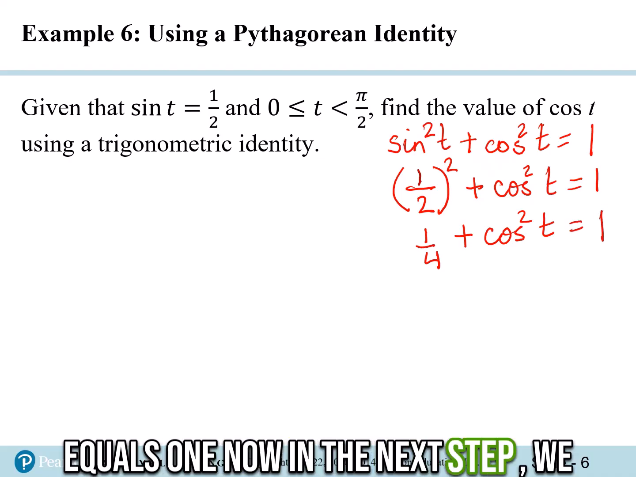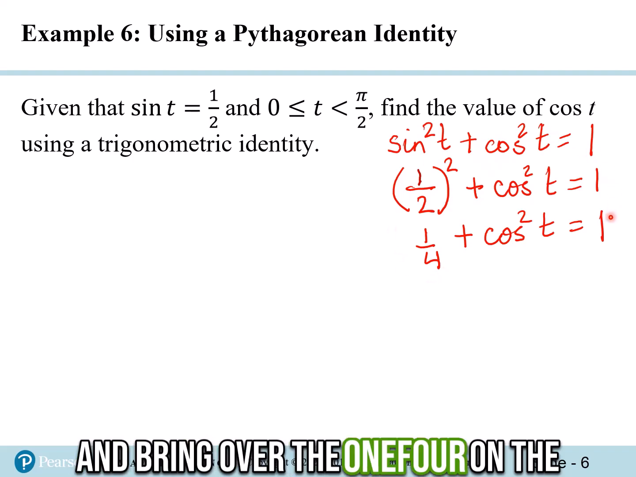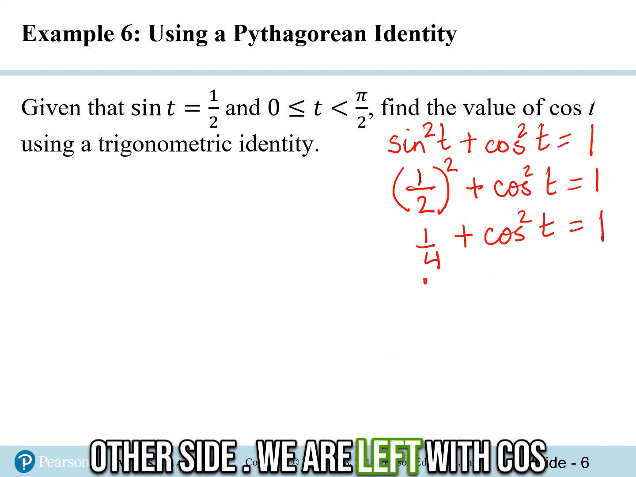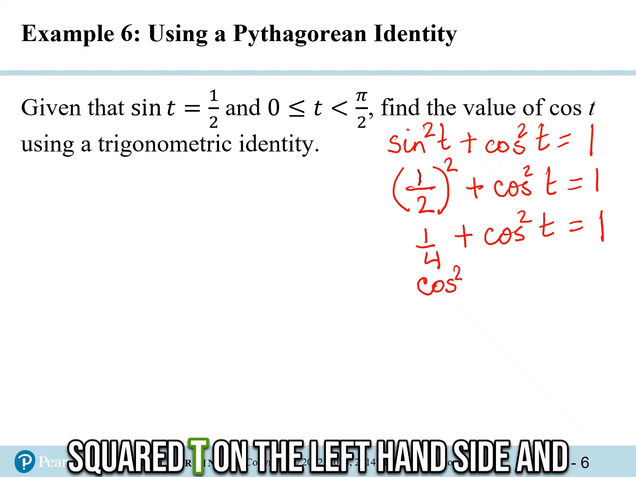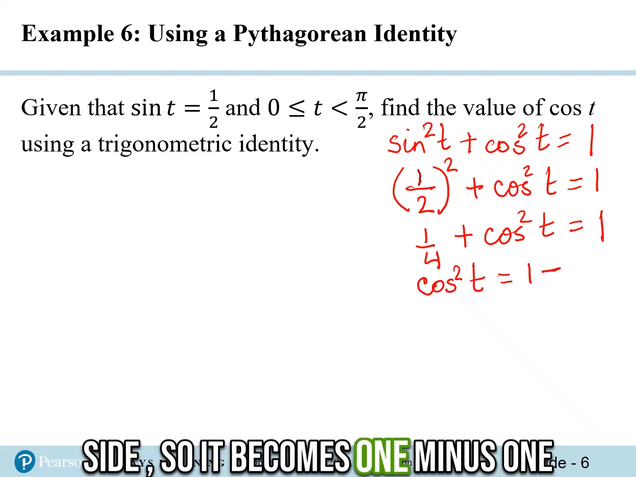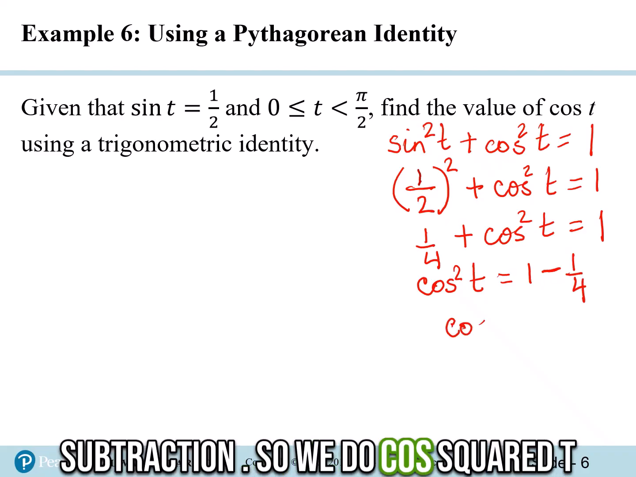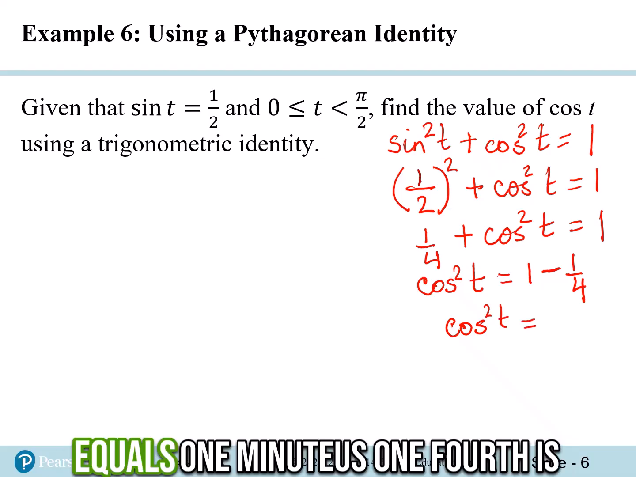Now in the next step, we have to isolate cos squared t on the left hand side and bring over the 1/4 to the other side. We are left with cos squared t on the left hand side, and we bring over 1/4 on the other side, so it becomes 1 minus 1 over 4.